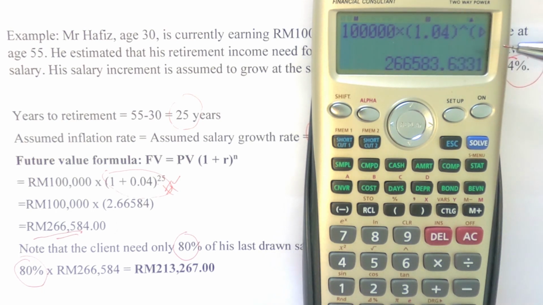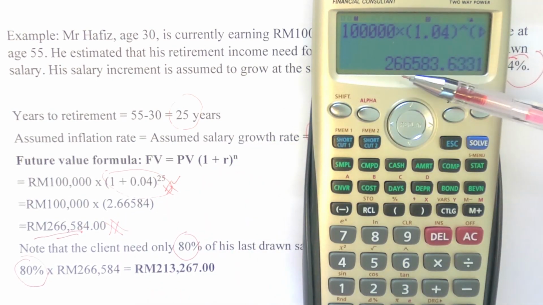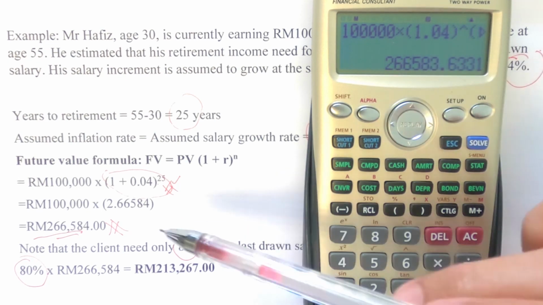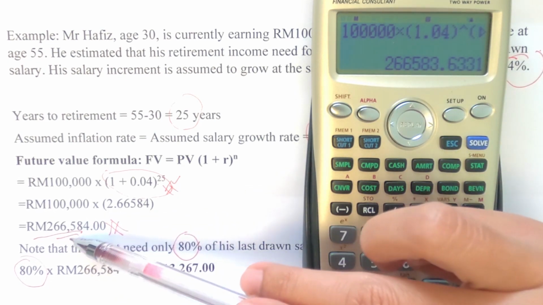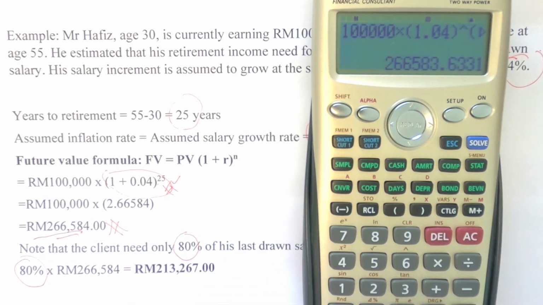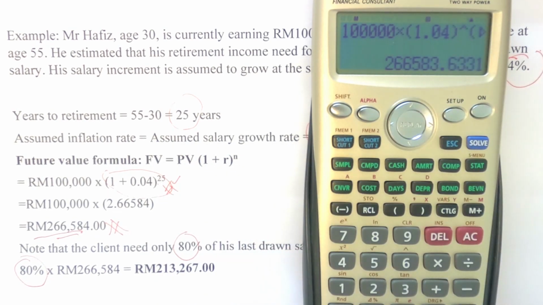266,583. So that will be the answer for this. It is already solved, and you can see 266,583 is very close to the answer given here, that is 266,584. Here it is 266,583.63, and of course if you round it, then you get 266,584.